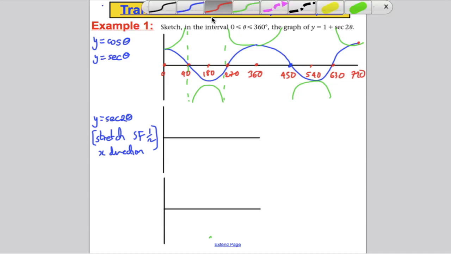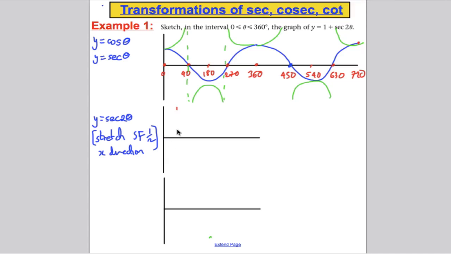Now, I'm going to just mark the points where the asymptotes are. There's going to be one at half of 90, which is 45. So I'm going to put that 45. There's going to be one at half of 270, which is 135. There's going to be one at half of 450, which is 225. There's going to be one at half of 630, which is 315. And the last point there is going to be 360.